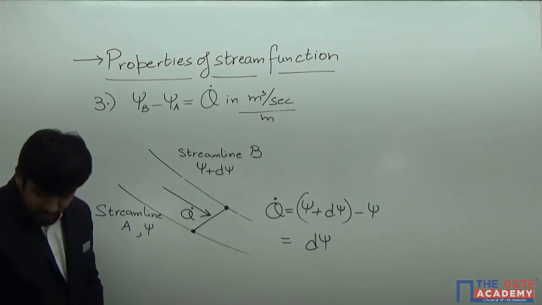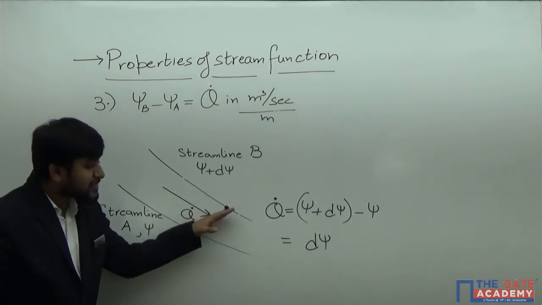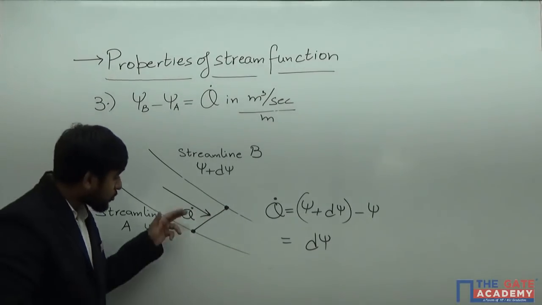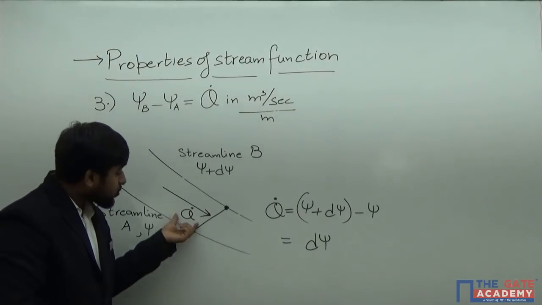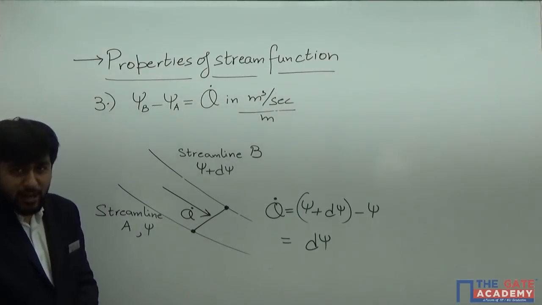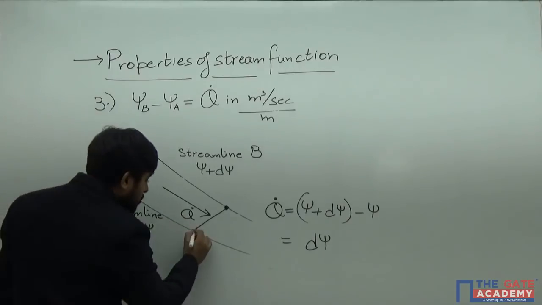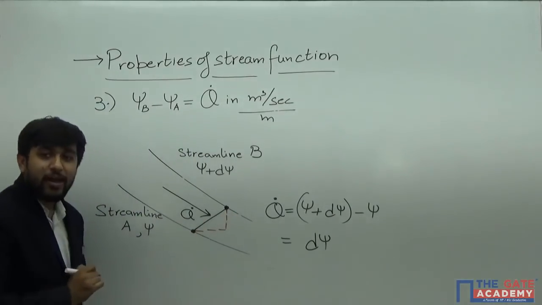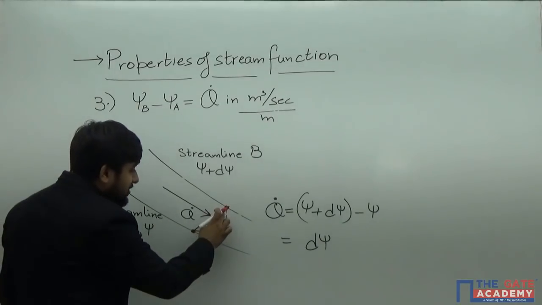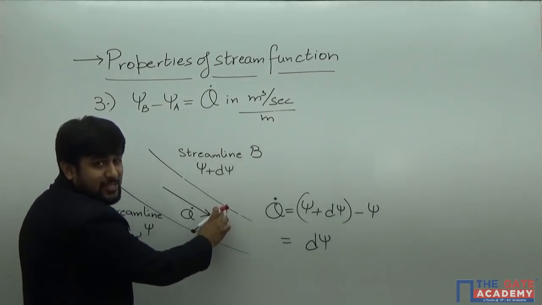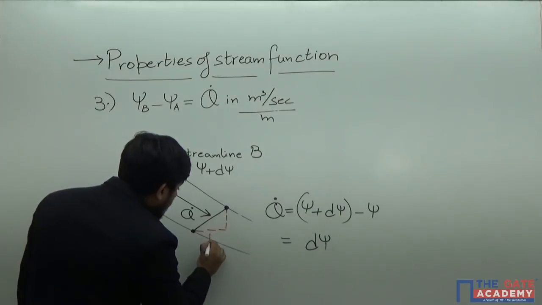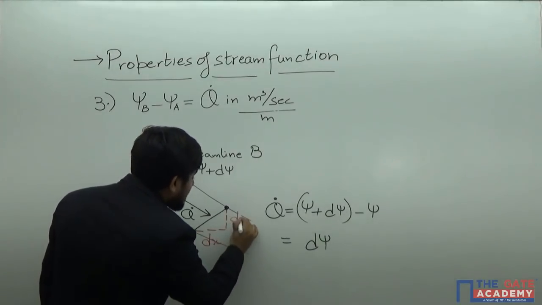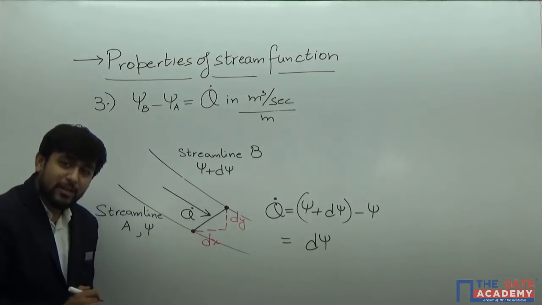Now let us prove this, okay? So we have shown a section between the streamlines, and through this section we are trying to find out the discharge rate, right? Now let us take the projection of this section along the x-axis and along the y-axis. So suppose if this line segment is ds, okay, then the component along the x will be dx and the component along the y will be dy, right?